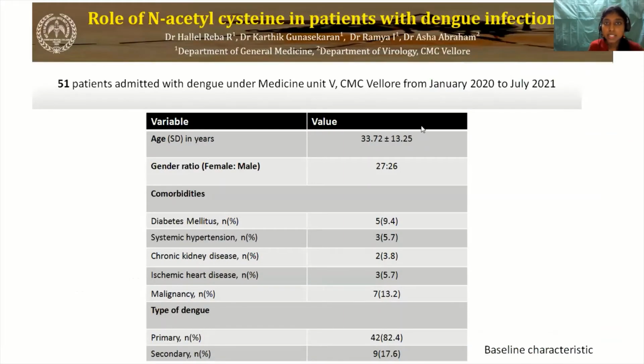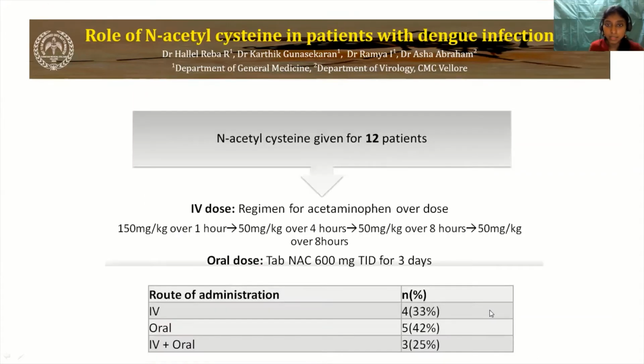This is a study which was done in the Department of Medicine, Unit 5, CMC from January 2020 to July 2021, which looked at the role of N-acetylcysteine in patients with dengue infection. A total of 51 patients were admitted. The mean age was around 33 years. There were equal numbers of females and males. The comorbidities were diabetes, hypertension, chronic kidney disease, ischemic heart disease, and malignancy. Most of the patients presented with primary dengue.